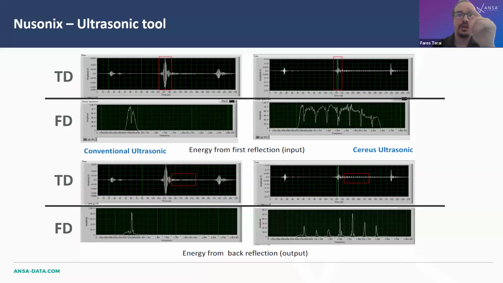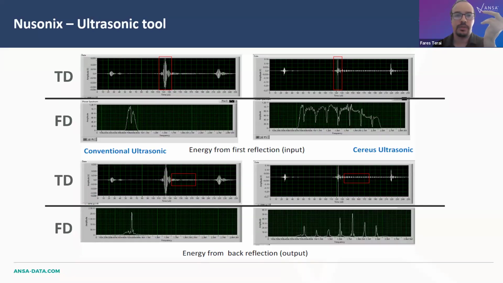As you can see in the upper half, in time domain, the first reflection's bandwidth is narrower in the Nusonix waveform, but at the same time, when looking at the frequency domain, we do have a broader and richer band to work with. Same goes for the echoes in the second part of the image. They are recorded right after the first reflection, and you can notice how well defined the back reflections are in the Nusonix tool compared to conventional tools.